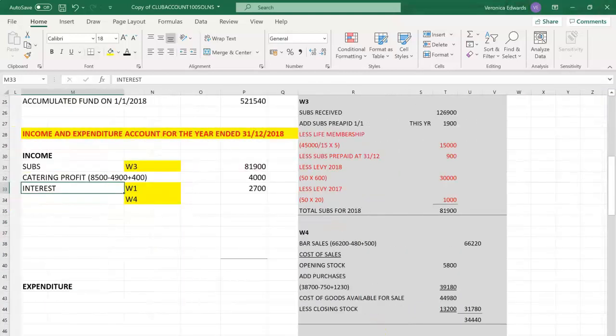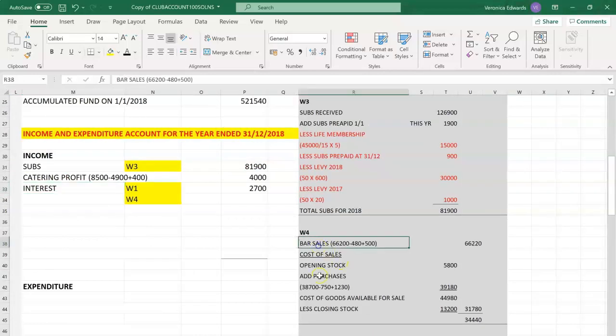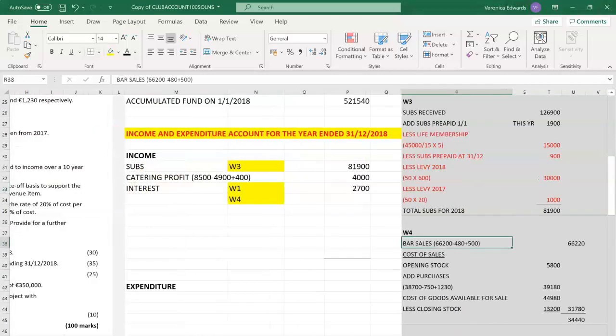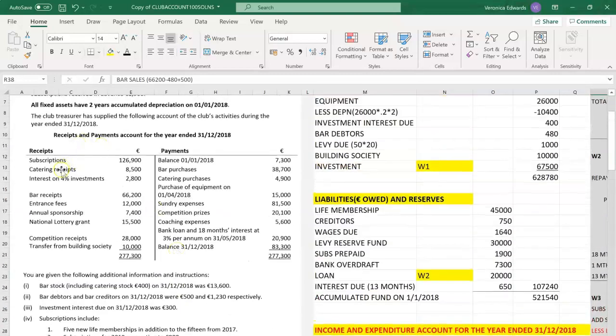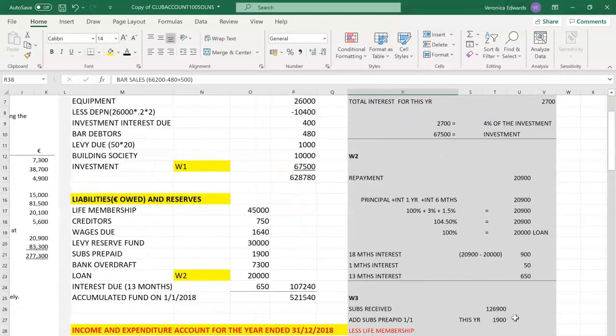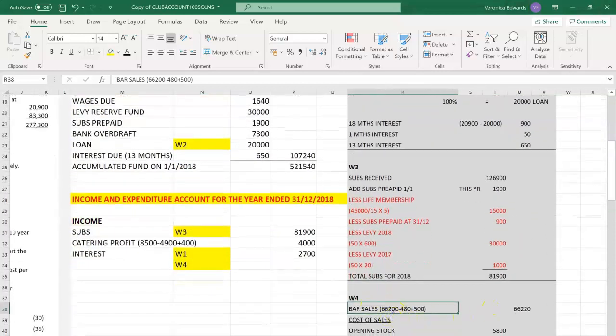Okay. So what we do is, in any trading account, we start with the sales figure, and then we have our cost of sales, okay? So what was the bar sales figure? Well, you can start with this figure here, the amount of money you received, but remember it's this year's sales you want to figure out, so you need to exclude from that anything that relates to last year or anything that relates to next year, essentially. So you start with the money that you received, which is the 66,200, and you can see that here in your working, okay?